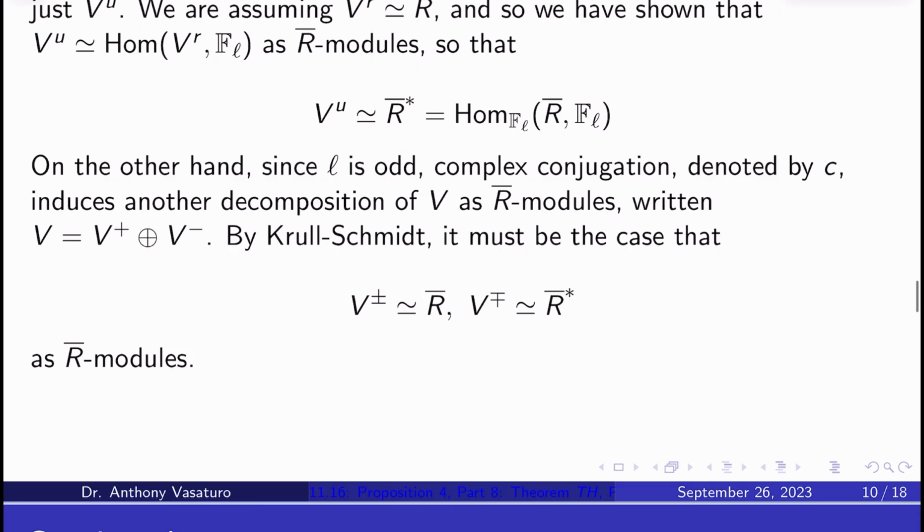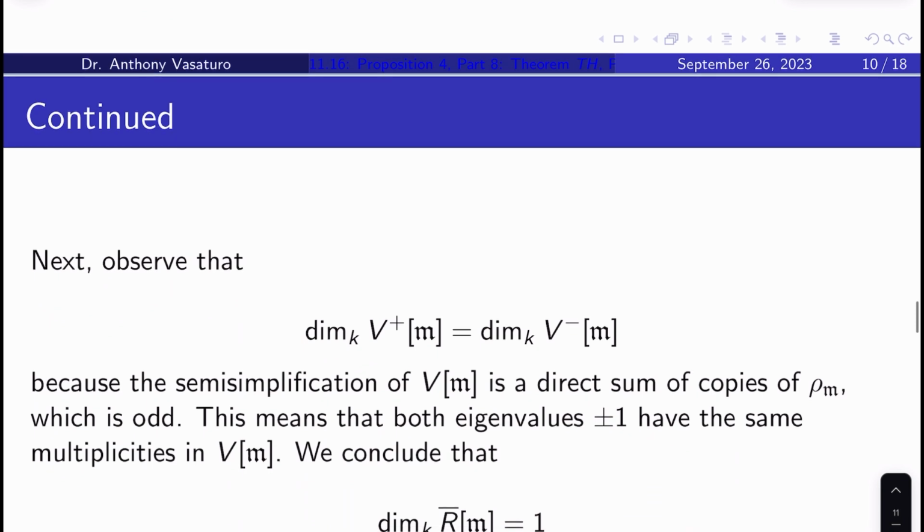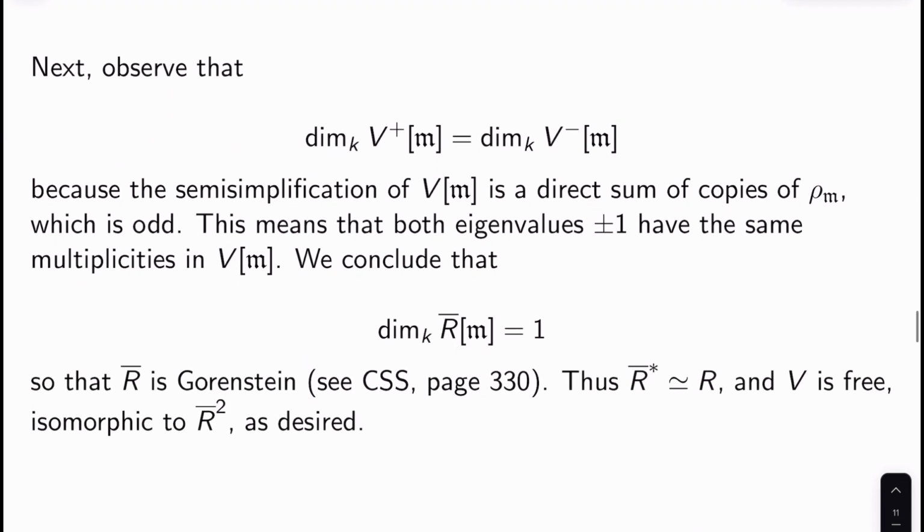Okay, I think that almost takes care of step 3. We do need this dimension to be 1 here. And the ultimate goal is to prove that V is free, isomorphic to R̄ squared, which was the full step 3. So we're not quite done with that yet. But you can observe the following next.